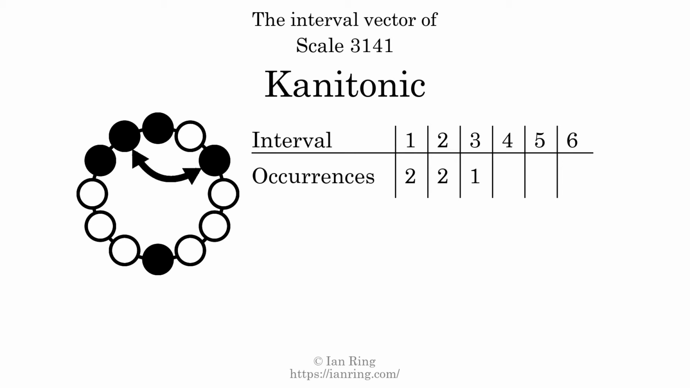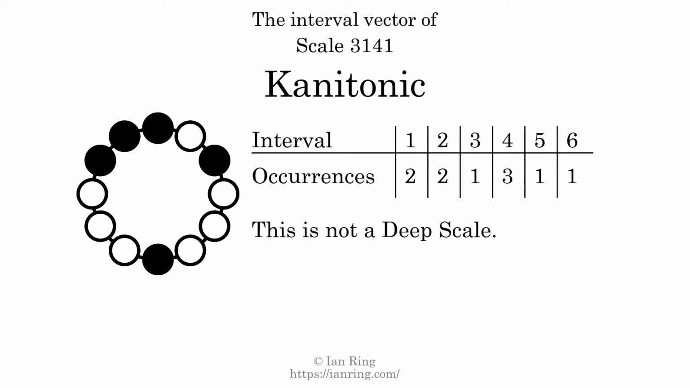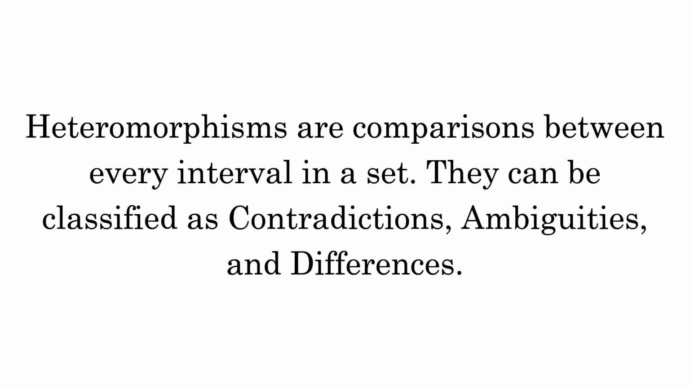It is here. There are 3 intervals with the size of 4 semitones. They are here, here, and here. There is 1 interval with the size of 5 semitones. It is here. There is 1 interval with the size of 6 semitones. It is here. Each interval does not appear in this scale a unique number of times, so this is not a deep scale.